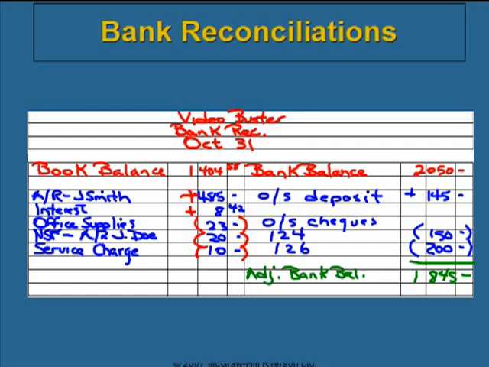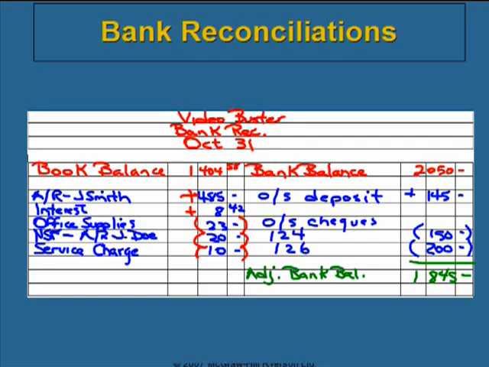We're going to go over to the book balance side. Our general ledger cash account stated that we had $1,404.58 in our general ledger cash account. And we know that that wasn't correct because there were things on our bank statement that we didn't have recorded. We're going to start with the $1,404.58, and we're going to add the $485 collection from our accounts receivable. And we're also going to add the interest that we earned on our bank account.